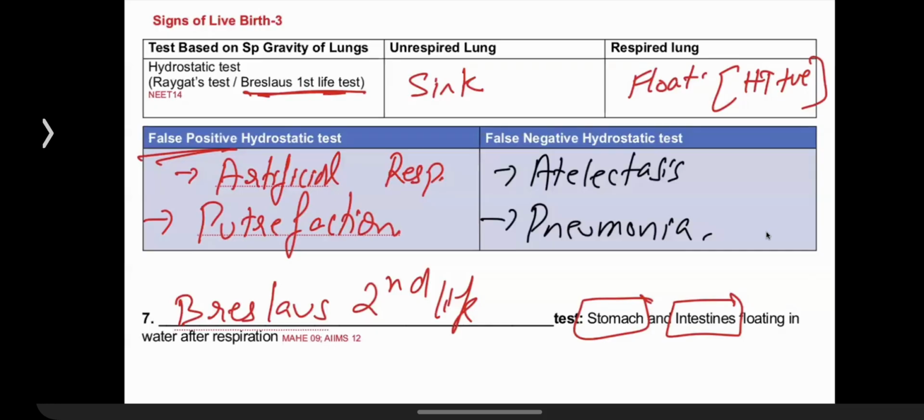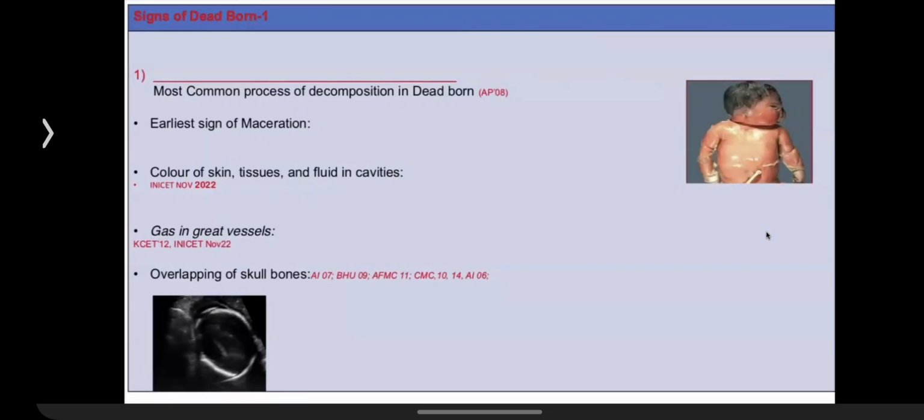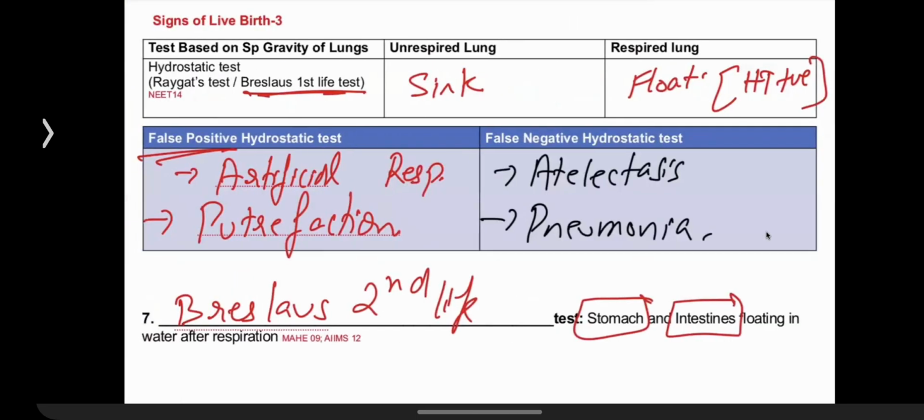Okay. Now, signs of dead born. There are 3 ways by which the dead body decomposes. Sir, false negative hydrostatic, isn't it reversed? Isn't it correct? Which one is reversed? After respiration, air will go inside and lungs will float. Are you enjoying this?